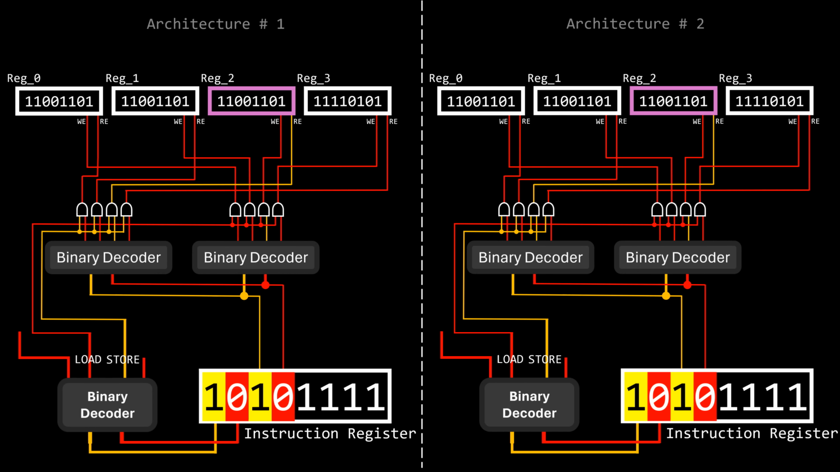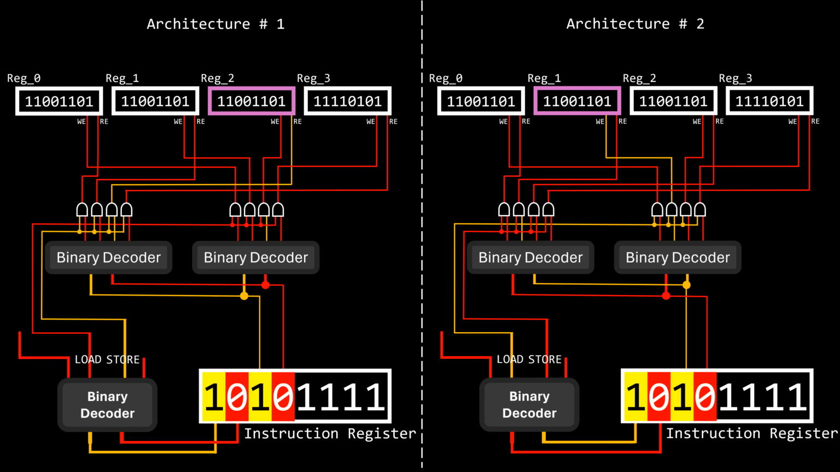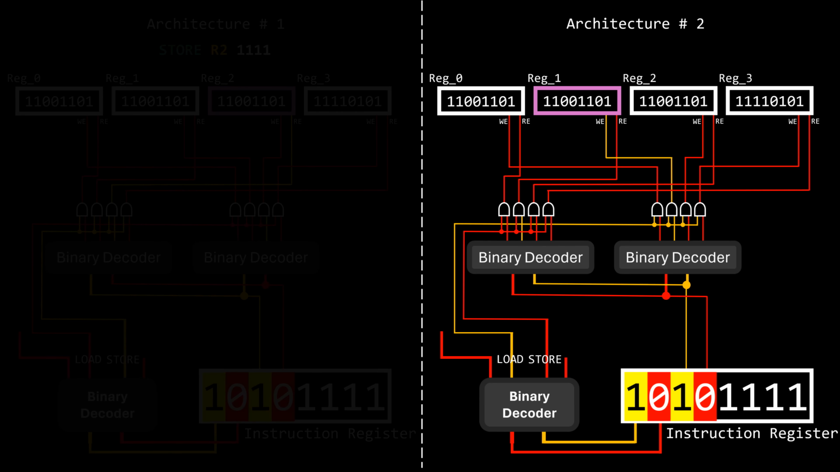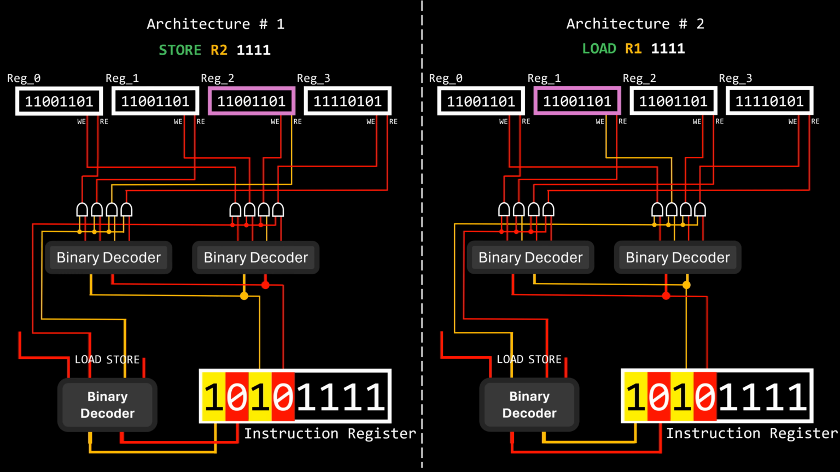For example, consider two similar architectures where the only difference is the interconnections of the instruction register outputs in the second one. This apparently trivial change causes both architectures to perform completely different actions. While in the first architecture, the sequence of bits in the instruction register means store the current value of register 2 in memory location 15, in the second architecture, the same sequence of bits means load into register 1 the value stored in memory location 15. Thus, despite appearances, the architectures are incompatible.